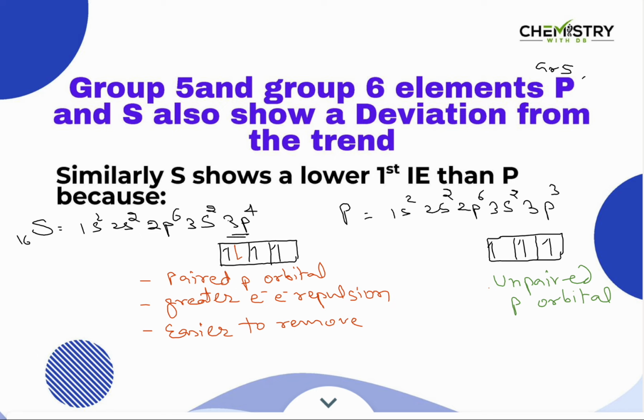As against this, in the case of phosphorus, the first electron is removed from an unpaired p orbital and therefore no such extra electron-electron repulsion will be there. So this is the reason that less energy is needed to remove the first electron from sulfur. This is why the first ionization energy for sulfur is going to be lower than the first ionization energy for phosphorus.